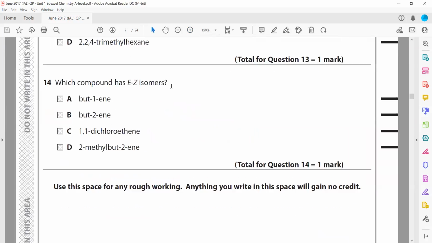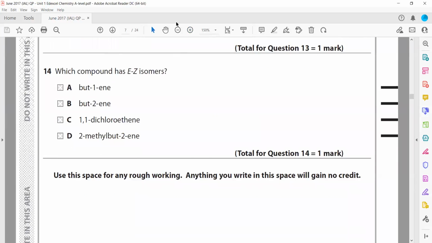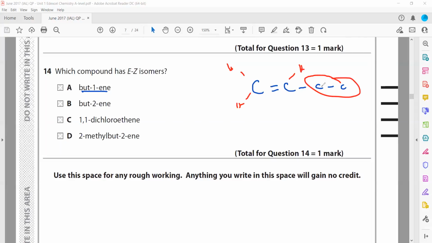Which compound has an E/Z isomer? To be an E/Z isomer, the carbon which has a double bond should have different branches. Buta-1,3-diene: double bond starting at the first carbon, so this will have hydrogen, this will have hydrogen, and then two carbons. So this cannot be a geometrical isomer.